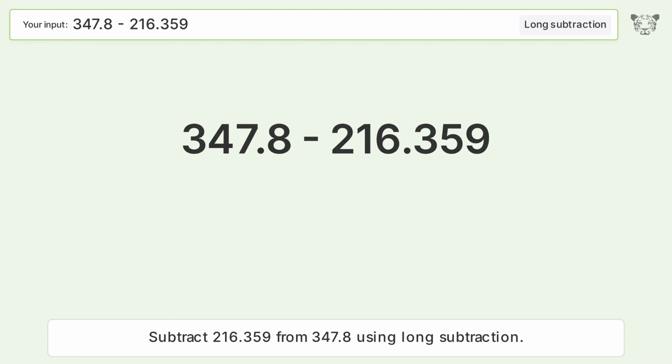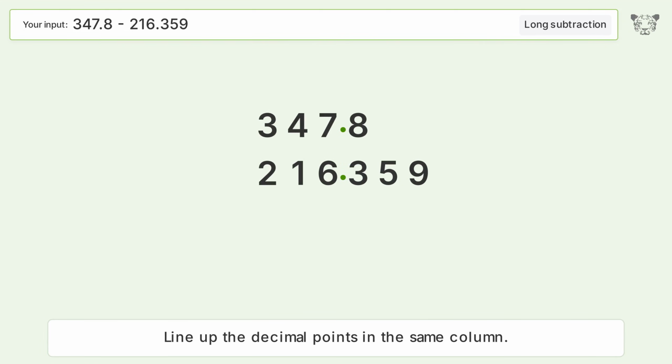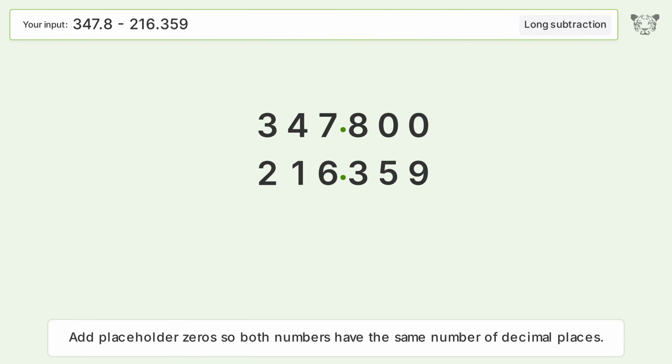Subtract 216.359 from 347.8 using long subtraction. Line up the decimal points in the same column. Add placeholder zeros so both numbers have the same number of decimal places.